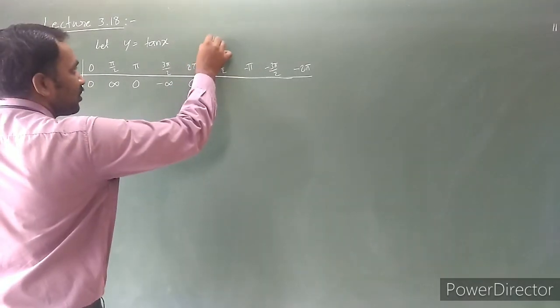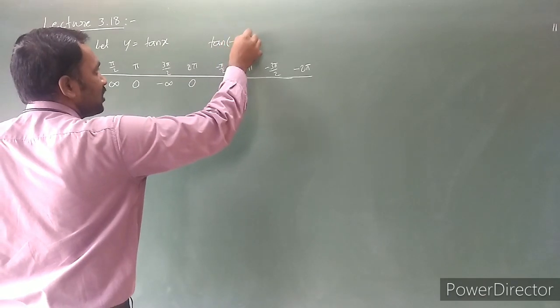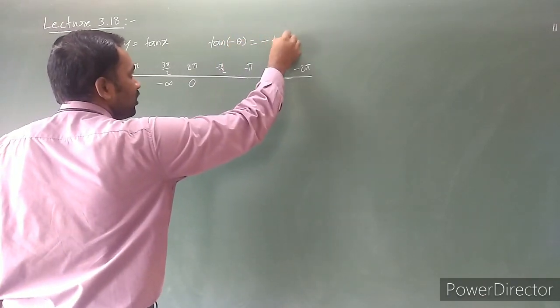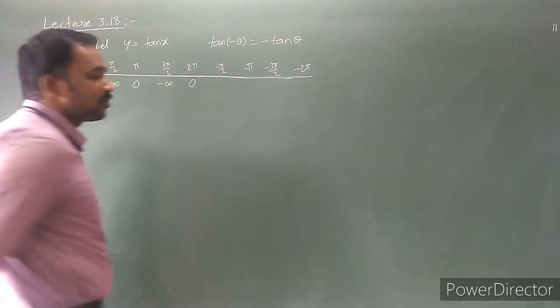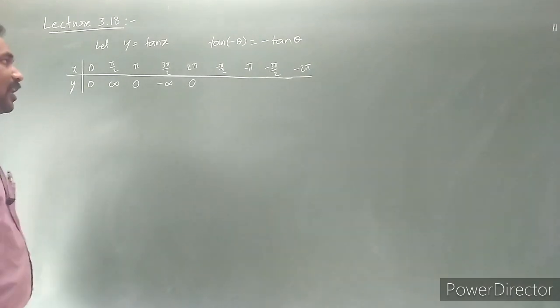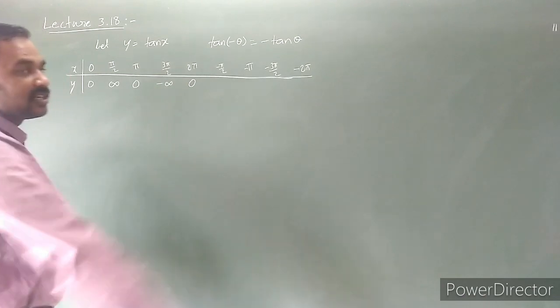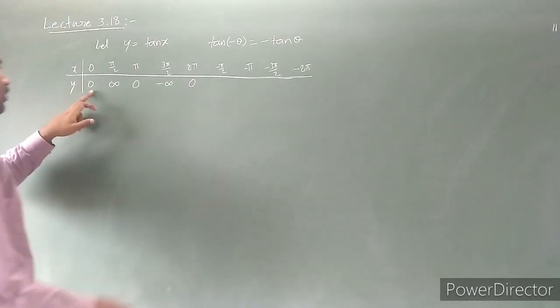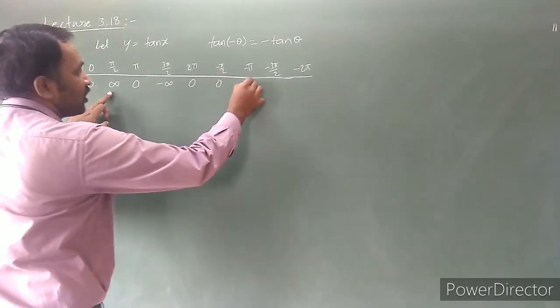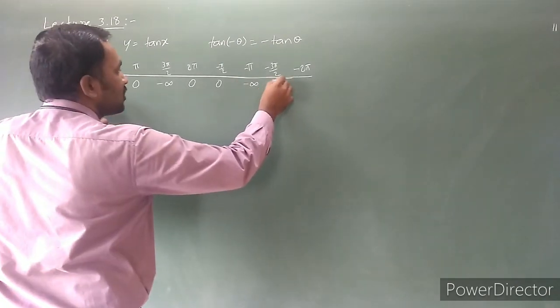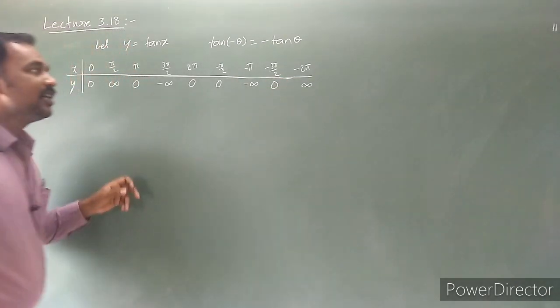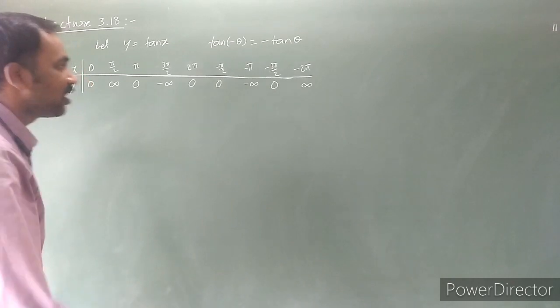And here negative angles are there. So what is the tan of minus theta? Tan of minus theta is minus tan theta, because in that quadrant tan is negative. Okay, tan of minus theta is minus tan theta. For all these values, it is sufficient to multiply by the negative sign. Okay, 0 into negative is 0. Here it is minus infinity. Here it is 0. Here it is plus infinity. Here the values will change. How will they change?